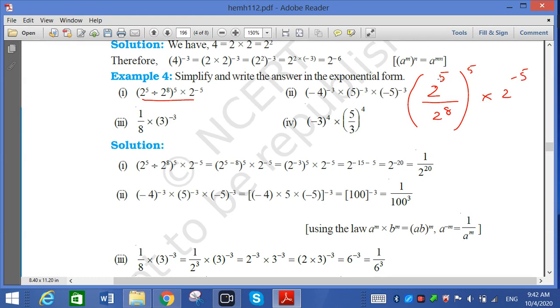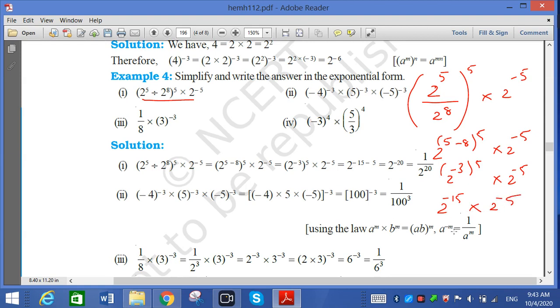So first of all I will simplify this by the division rule. In division, what do we have to do? Subtraction of powers. So 5 minus 8, that is minus 3. Then the power 5 into 5 to the power minus 5. So 5 times 3 is 15, so 5 to the power minus 15 into 5 to the power minus 5.